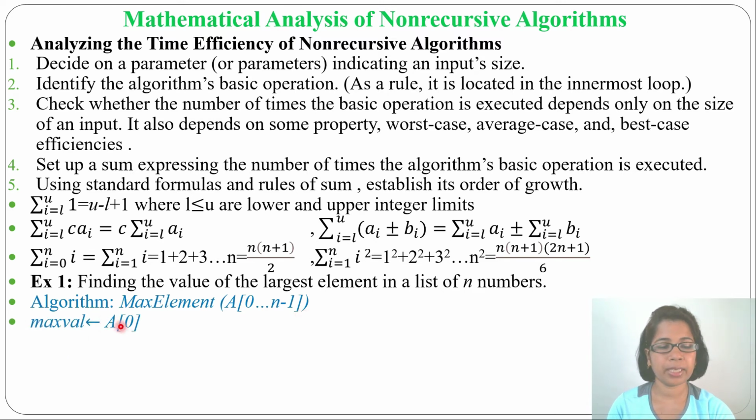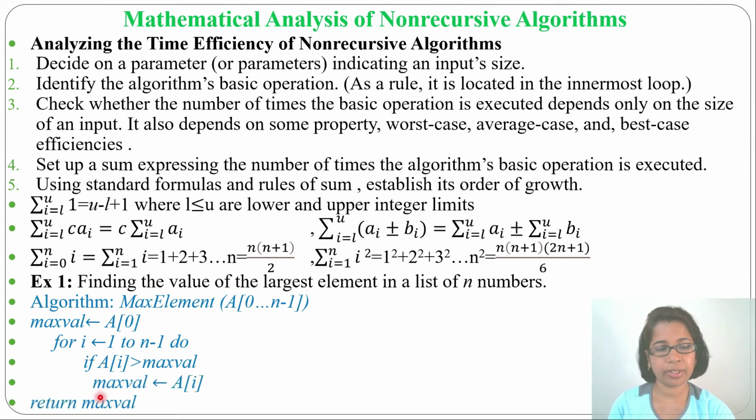Max value will be assigned as A[0]. Next, for i from 1 to n minus 1, we compare: if A[i] is greater than max value, then A[i] will be assigned to max value. Return max value. So this is the algorithm.